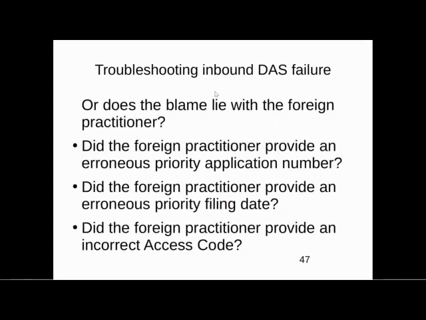Did they get a digit wrong when they told you what the application number was? Or did they get the date wrong when they told you the filing date, or did they get a character wrong in the access code, the DAS access code? These are all things that could have gone wrong, huh?